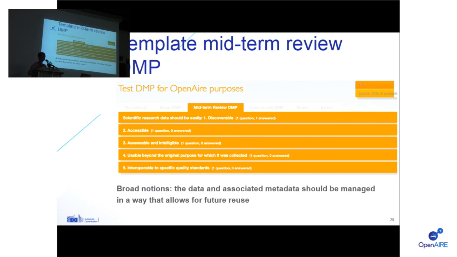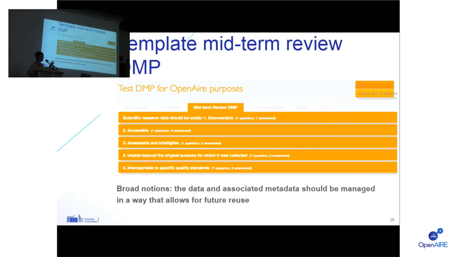Another slide I'd like to recommend to look at in this application, even if you are still writing your initial DMP, it makes sense to look at what is being asked of you at later stages during the project. And basically, the information here is about making your data reusable. So it asks questions about how will the data become discoverable for others? How will others be able to assess the value of the data for their own purposes, and so on?